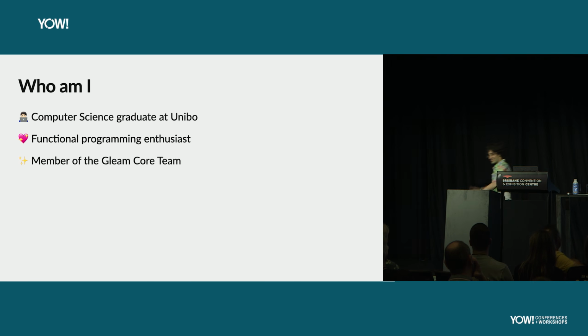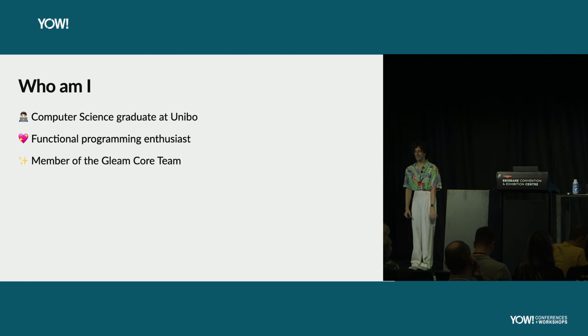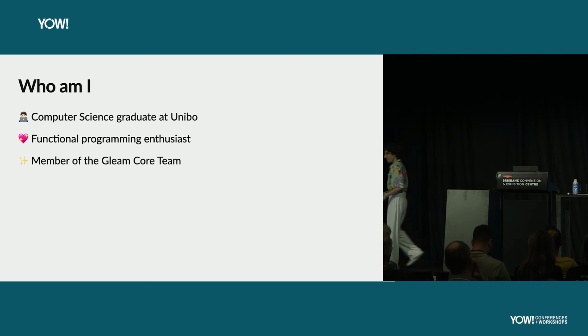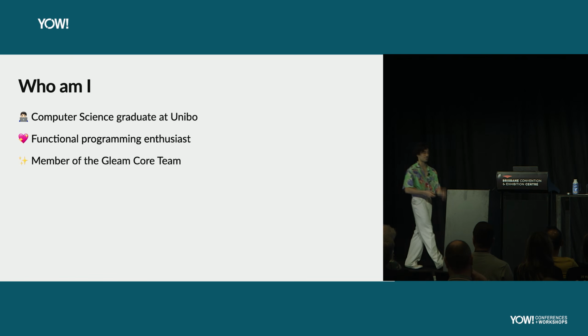OK, so just a little introduction. My name is Giacomo. If you've talked to me, you might have noticed I'm a bit of a functional programming nerd. I never shut up about it. The thing I'm most proud about is I'm part of Gleam's core team, so I'm helping with its development.